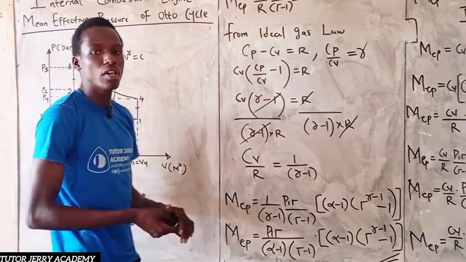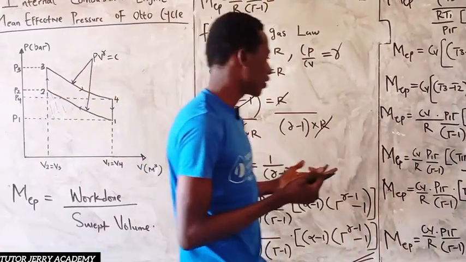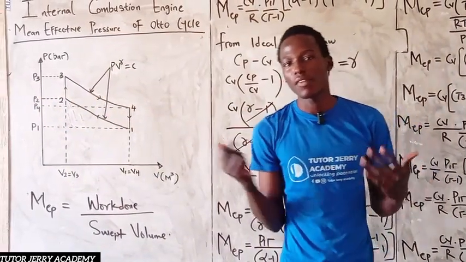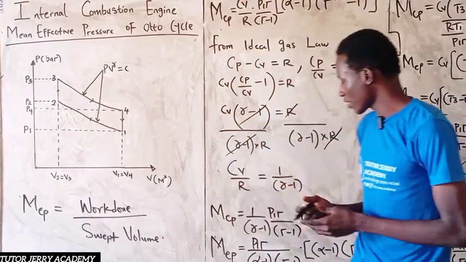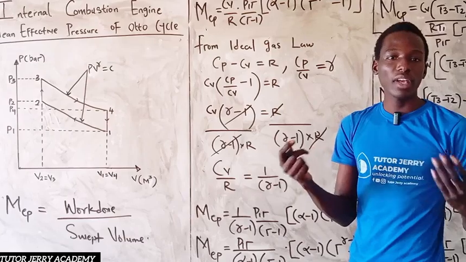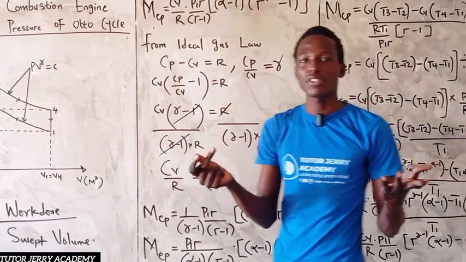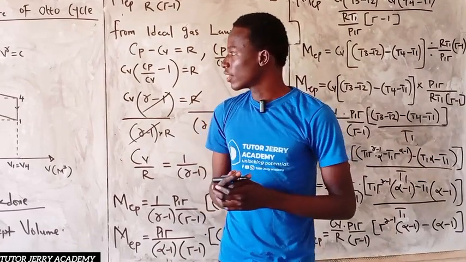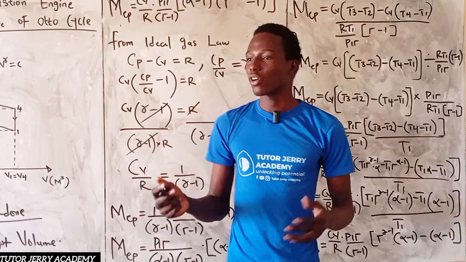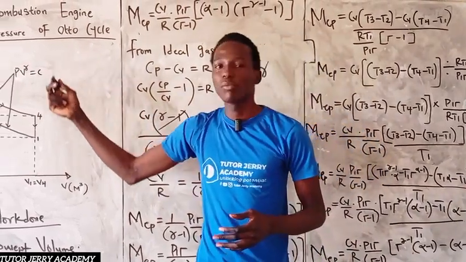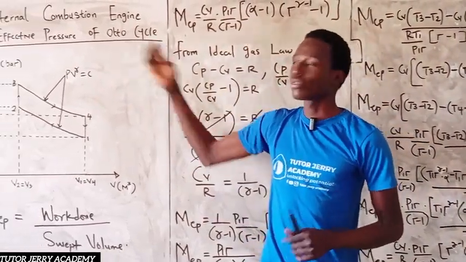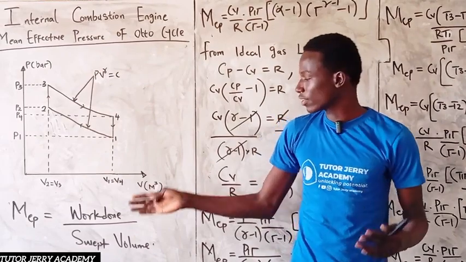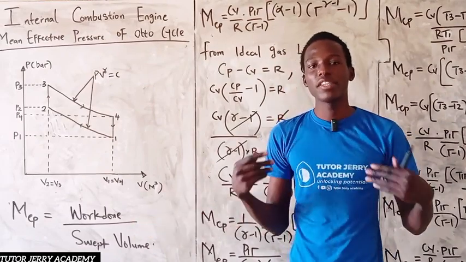So I hope you followed this proof carefully and you understood every part of it. If there's any part where you need further clarification, you can let us know in the comment section, and we will love to help. Stay tuned because we are going to be having more and more numericals on the Otto cycle, where we'll be using this formula to solve many questions.